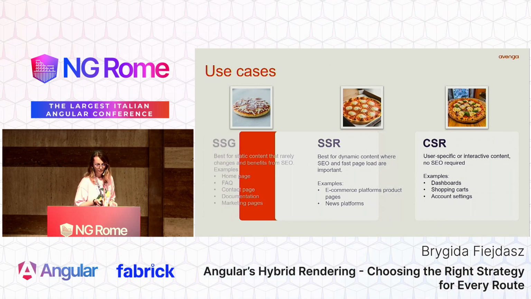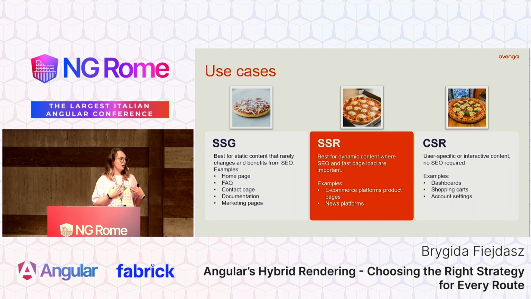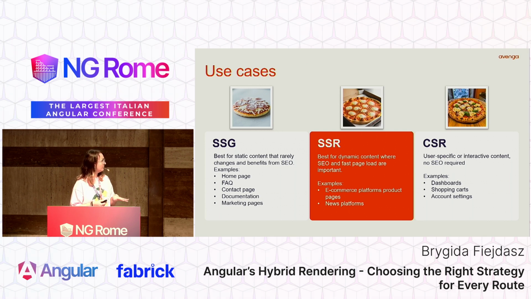The next one, SSR. So our pizza, which we are ordering in some restaurant, it's perfect for dynamic content. So you have always fresh data there, because it's generated by user request on the server. And if you care about SEO and fast load time, this is a really great solution for it. So some examples could be news platforms or e-commerce platform product pages.